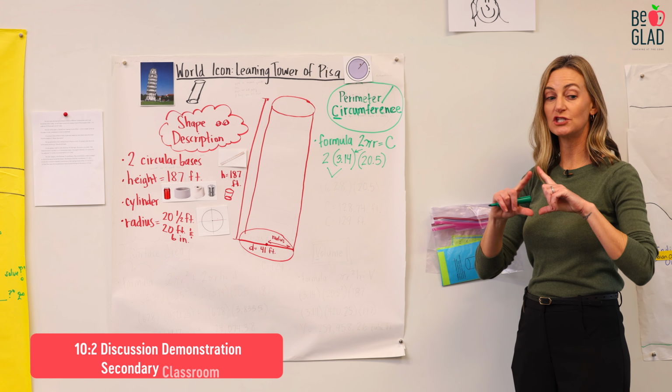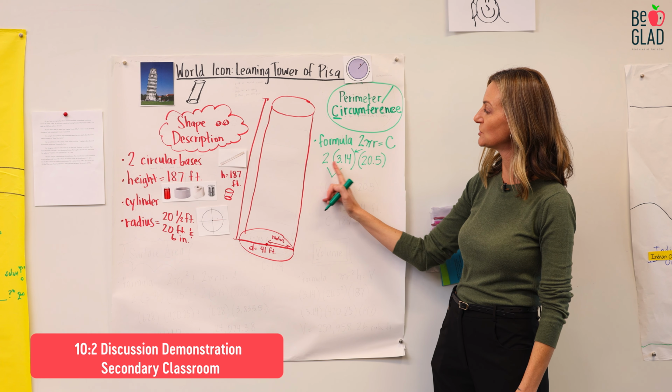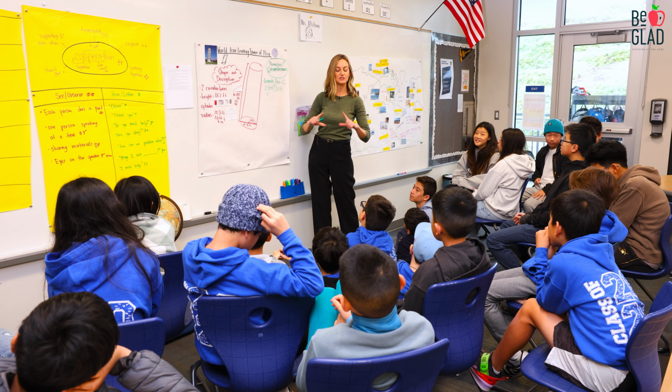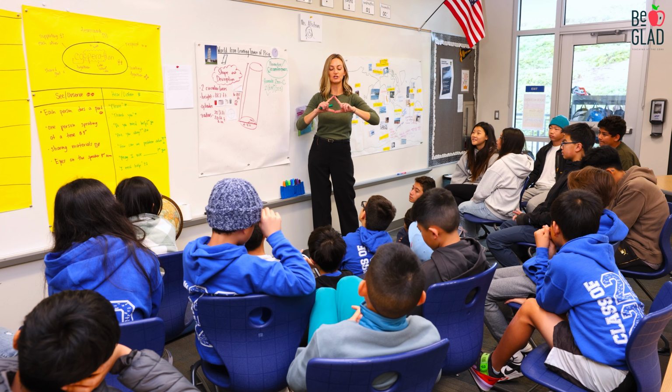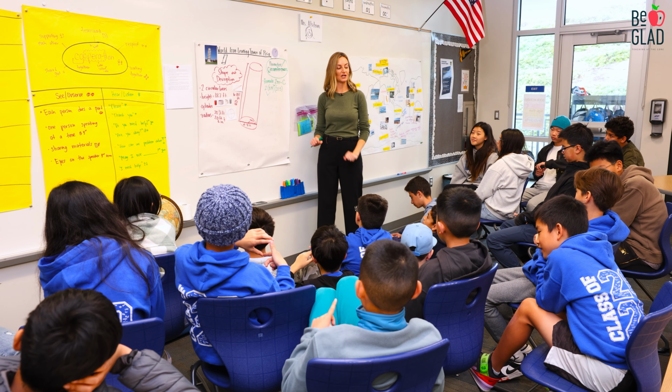When I say the signal word geometrician, I want you to turn to your partner and I want you to think about what's 2 times 3.14 and how do you know? Our signal word is geometrician, and geometrician is an expert in the study of geometry. So everyone say that with me. Geometrician, an expert in the study of geometry.